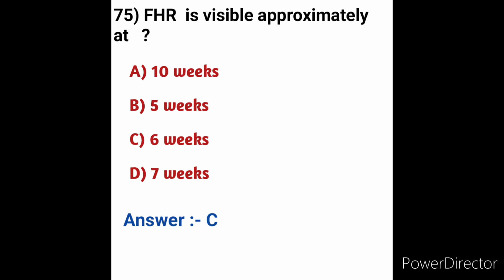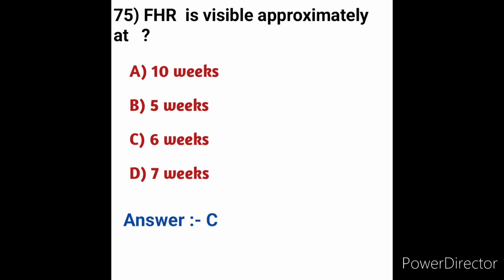FHR is visible approximately. FHR means fetal heart rate. Fetal heart rate is visible approximately at which week from the following. Option A, 10 weeks. Option B, 5 weeks. Option C, 6 weeks. And option D, 7 weeks.